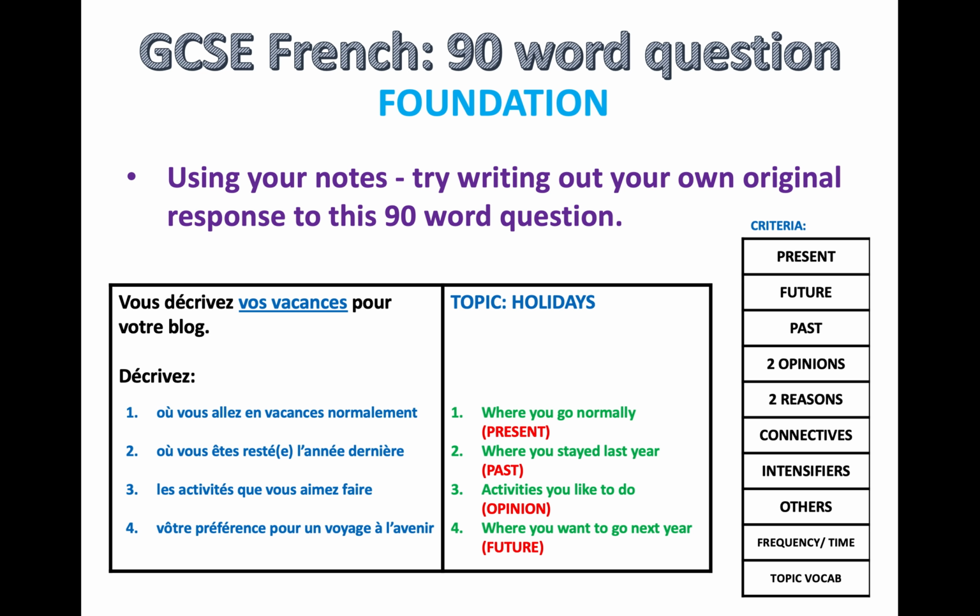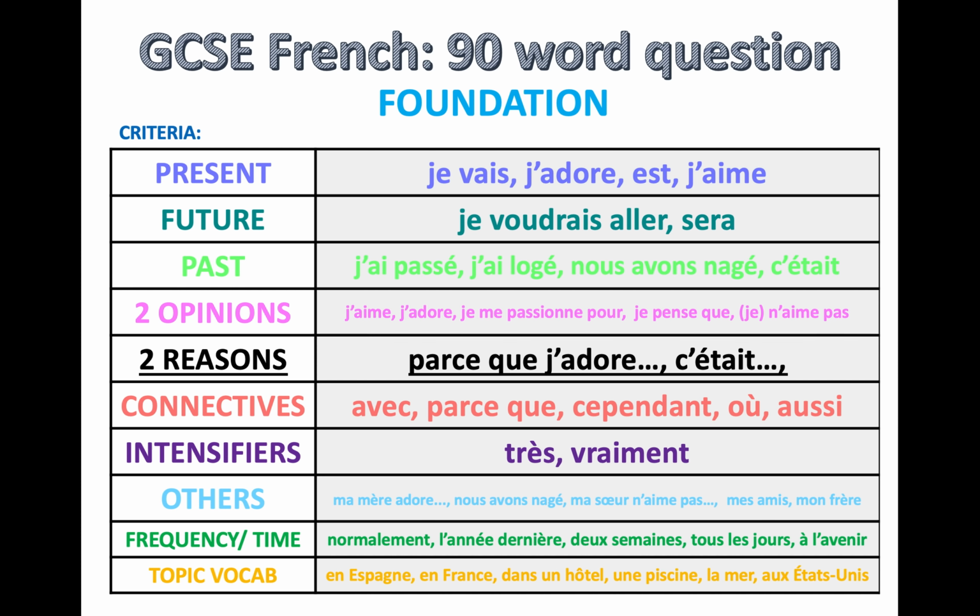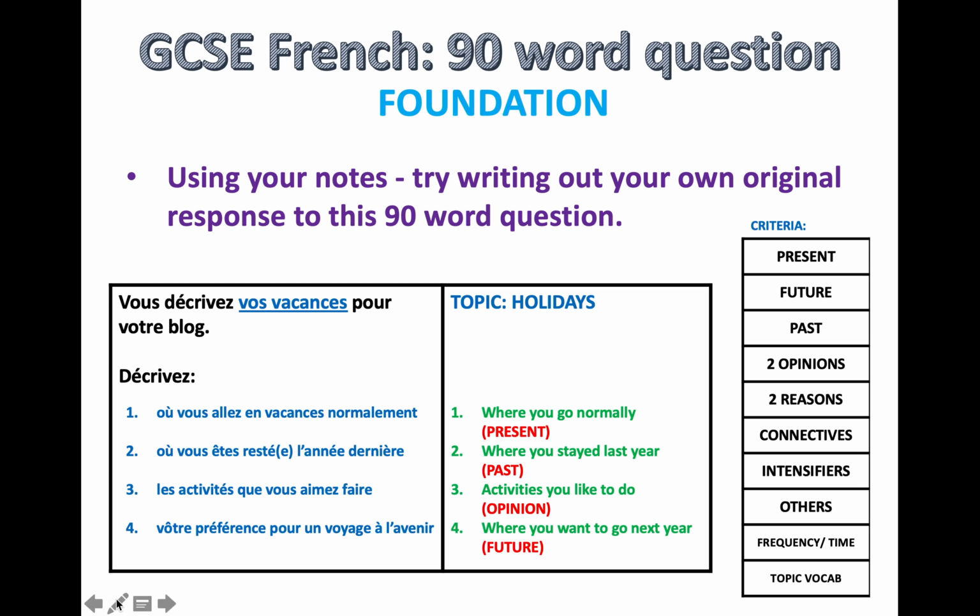So you've listened to my advice and you've looked at the example. You've made some notes about the phrases and how they meet the criteria. Why don't you try and write your own original response to this 90-word question? You can go back, you can look at our table, but try and include a relevant answer on holidays that refers to these 4 bullet points meeting this criteria.